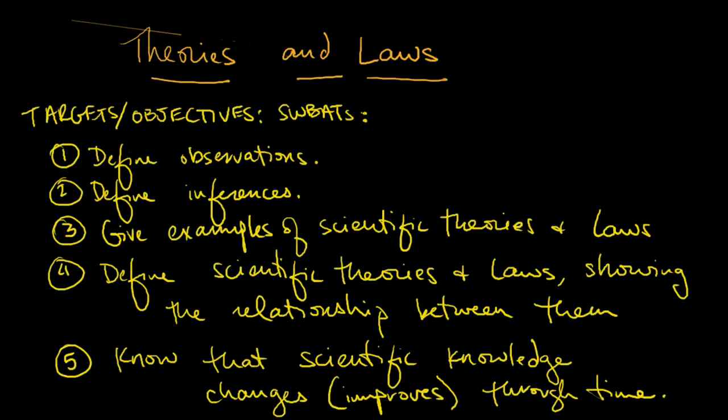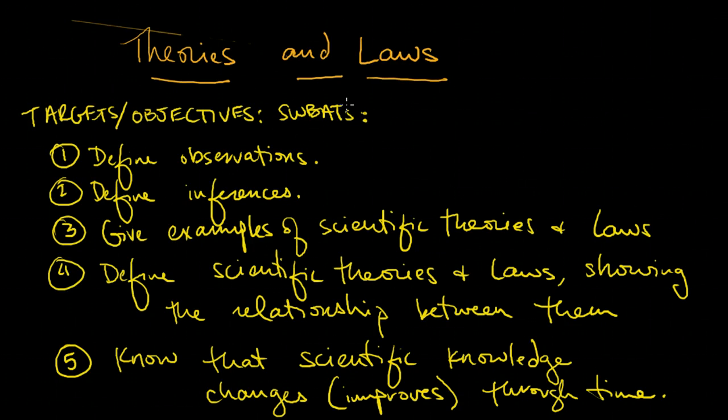So here are the targets or the objectives, the SWABATs. You should be able to define observations, define inferences, give examples of scientific theories and laws, define scientific theories and laws showing the relationship between them, and lastly, know that scientific knowledge changes. In fact, I like to use the word improves through scientific time. So jot those down and pause if you need to.